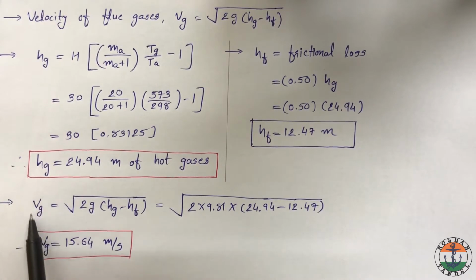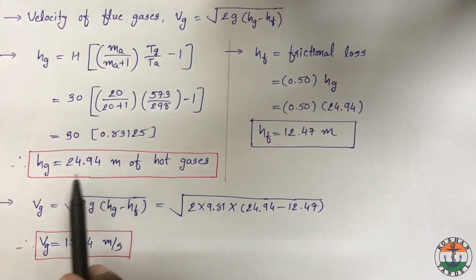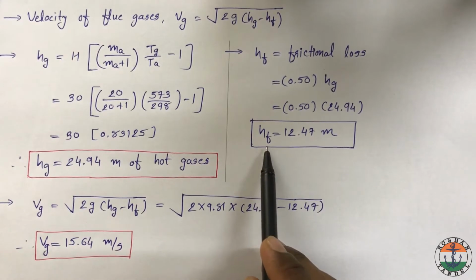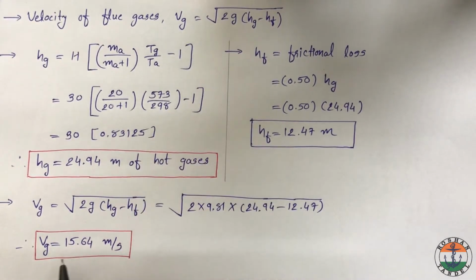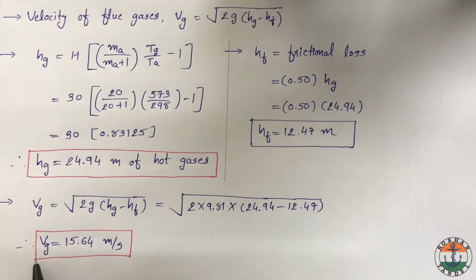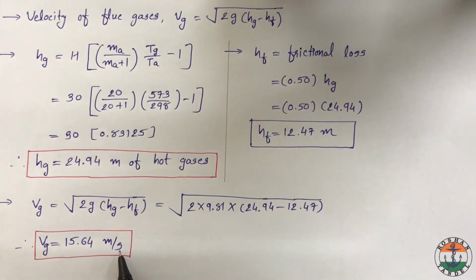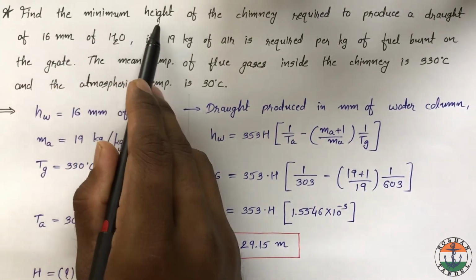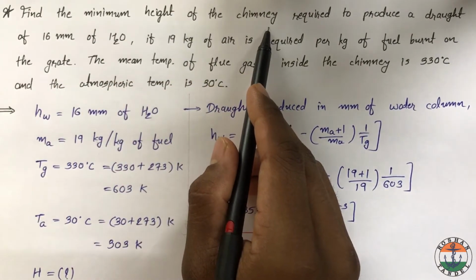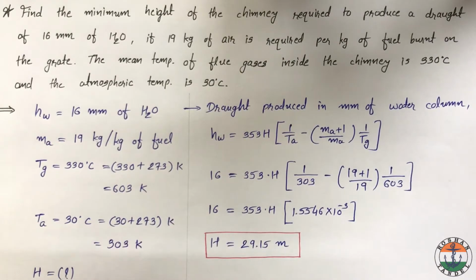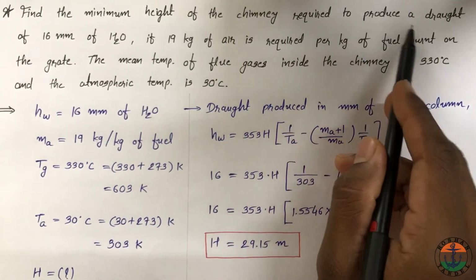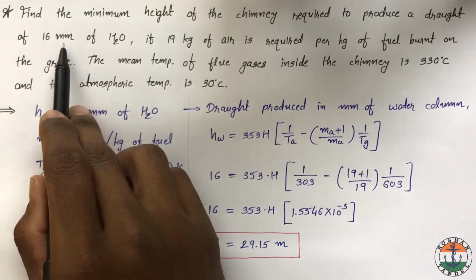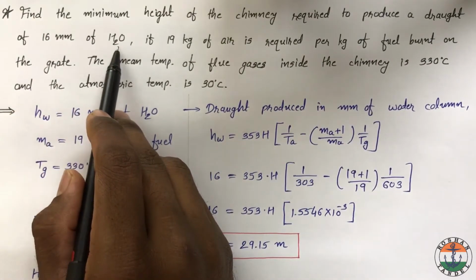To find velocity of hot gases, put this Hg and Hf values in this equation. So you can find the final value as 15.64 meter per second for velocity of flue gases. Second example, find the minimum height of the chimney. Capital H you have to find. Required to produce a draft of 16 mm of H2O.